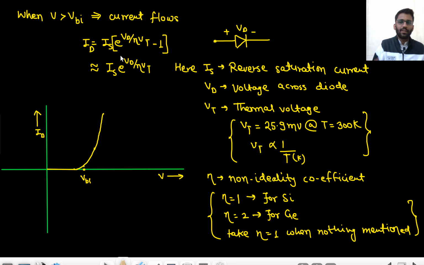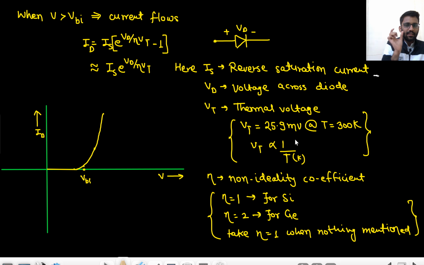And what is the expression of that current? That is Is into e to the power Vd by eta Vt minus 1. Now from where did this formula come? Even the EDC student doesn't need to know the derivation, so no need to worry about it. Just remember the diode current, Is into e to the power Vd by eta Vt minus 1. What is Is? That is the reverse saturation current. We will see what that is when we study reverse bias. For now, just remember this is the reverse saturation current.